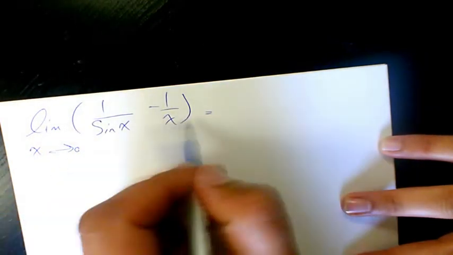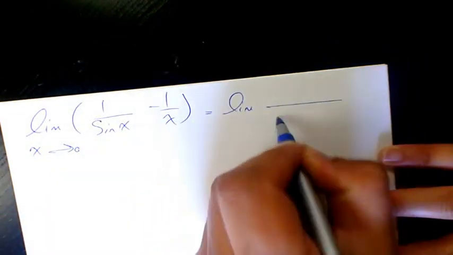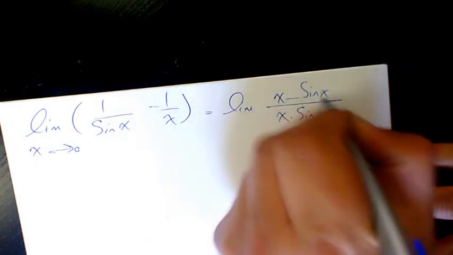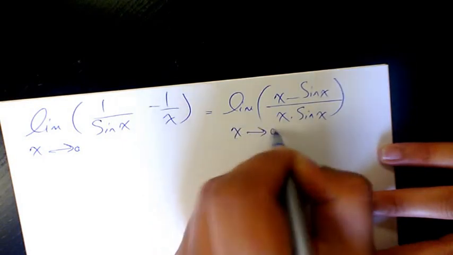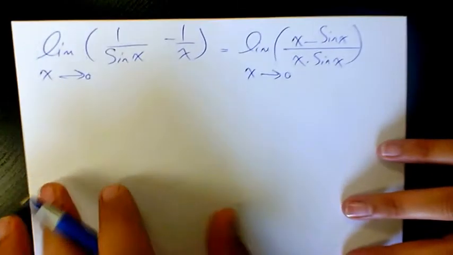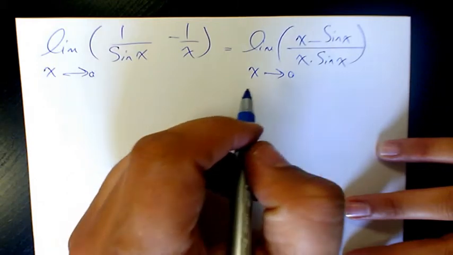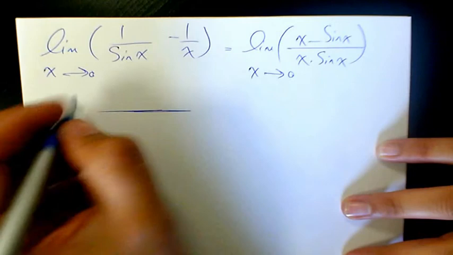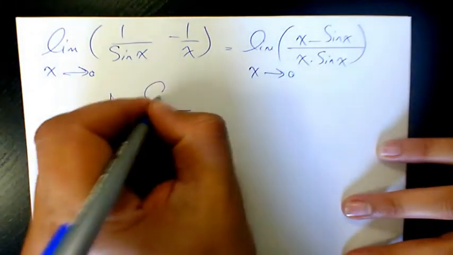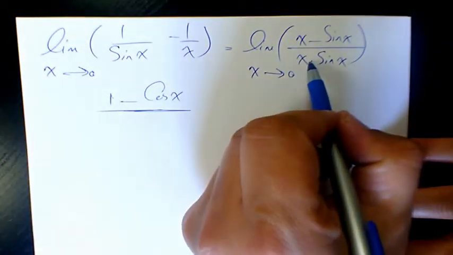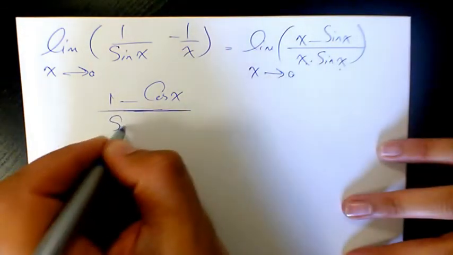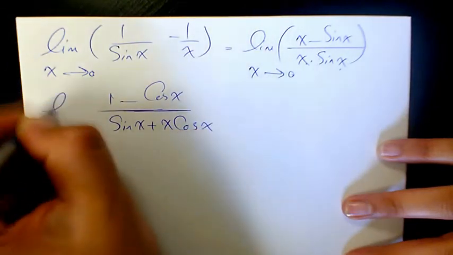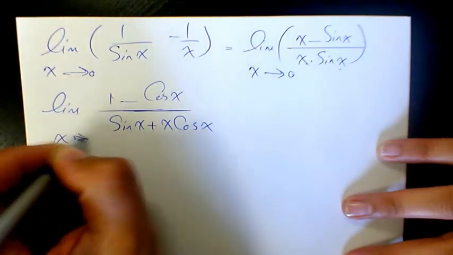What we need to do is have the common denominator, x times sine x, so x minus sine x over x sine x, when x approaches 0. Now as you see here, it's going to be 0 over 0. So we need to use the L'Hopital rule. The derivative of x is 1. The derivative of sine x is cosine x. And the derivative of x times sine x is going to be sine x plus x cosine x. Limit when x approaches 0.